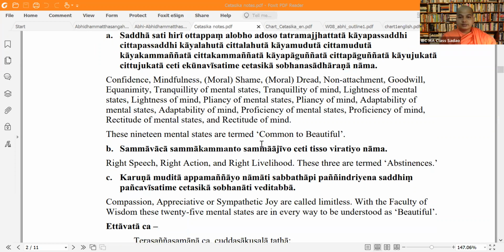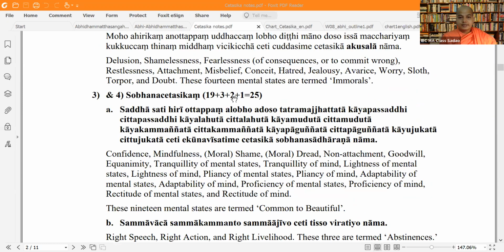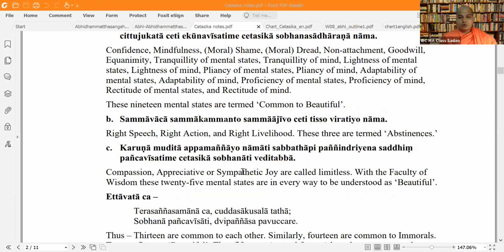So these 3 are regarded as virati. And then next 2, they are called appamanya. These 2 are karuna and mudita. Karuna mudita appamanyayo nama ti.